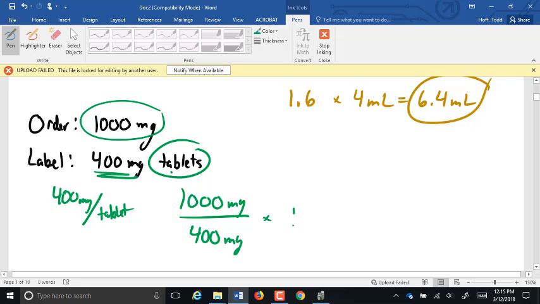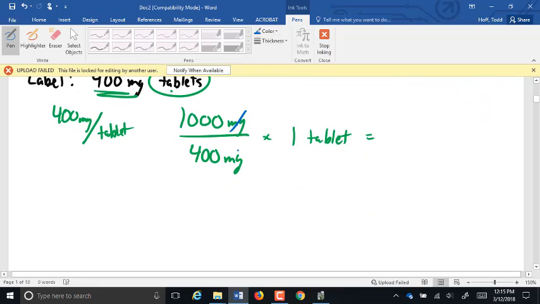So that's going to be one tablet that carries that dosage of 400 milligrams into the patient. So again, the units cancel out in our orders versus our on-hand dose. 1,000 divided by 400 is 2.5 times one tablet. So 2.5 times one tablet is 2.5 tablets.